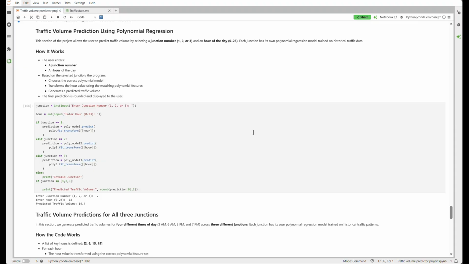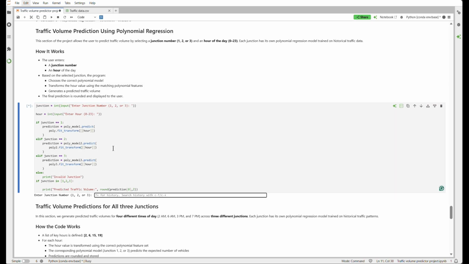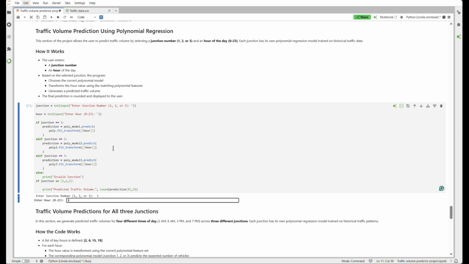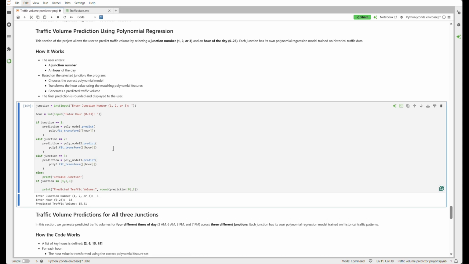After we compared the models and decided that polynomial regression performed slightly better overall, I decided to create a user input interface so the model could be used in a practical way. The interface asks the user to enter two pieces of information, the junction number and the hour of the day. The junction number tells the program which traffic zone or junction model to use. The hour tells the model what time to predict traffic volume.